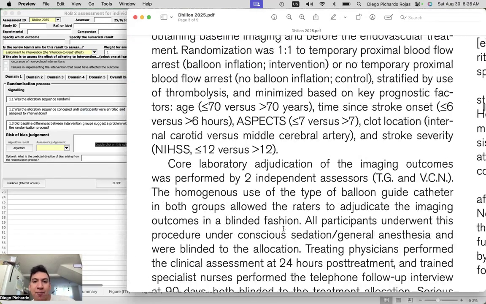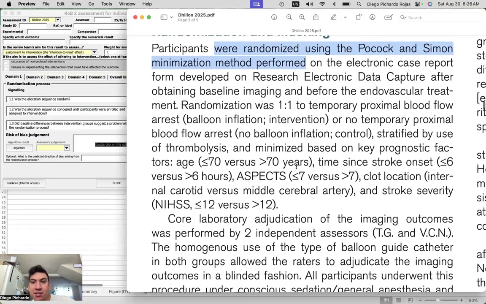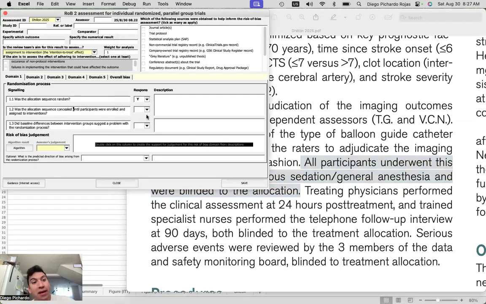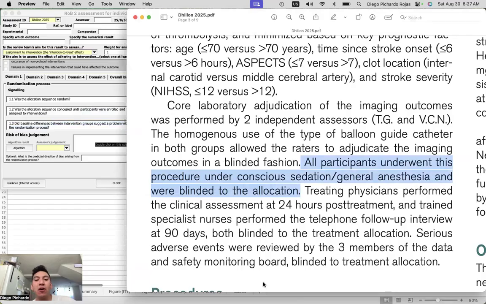So we're just going to check it out. The patients were randomized. Let's see if they actually told the patients. They were blinded to allocation, so the participants did not know. So they were randomized and the patients never knew what group they were randomized to. So it was randomized and it was concealed. And the last one: did the baseline differences between intervention groups suggest a problem in the randomization? Can anyone tell me what is the objective of randomization?